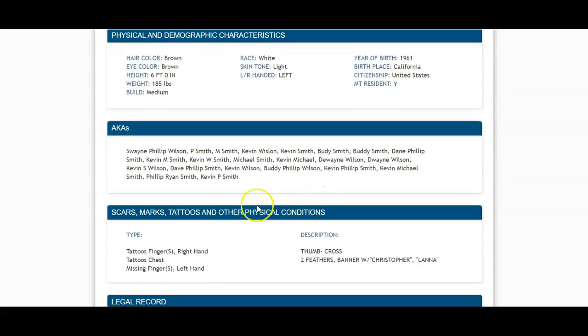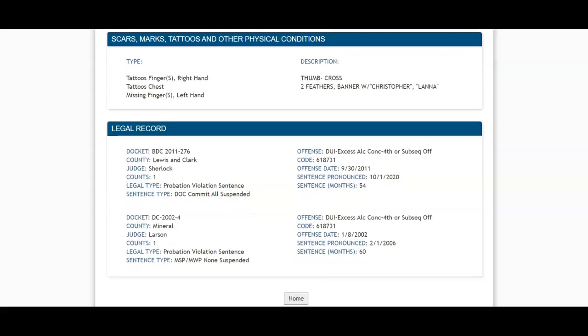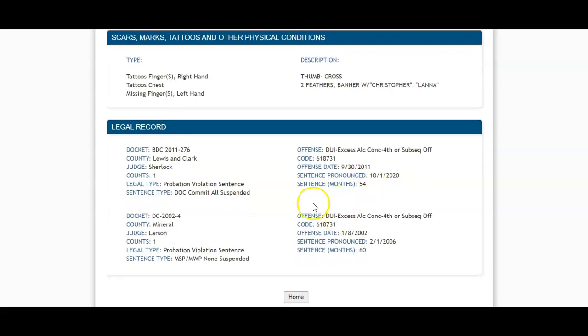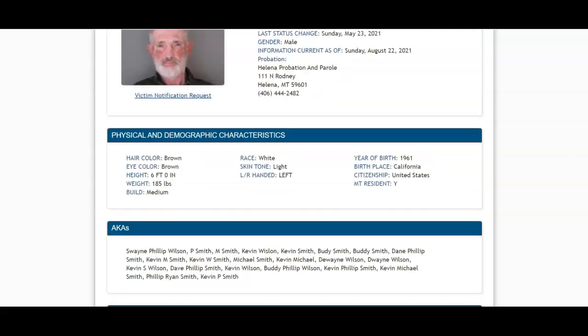These are your AKAs, your aliases. So yeah, we've got Kevin Michael Smith, there's a Michael Smith in here, and then you have further physical descriptions if that's helpful for you as well. So here we go. Here's our sentencing information, different crimes committed, and also some docket numbers, so if you wanted to do some more research on that, you can do so.